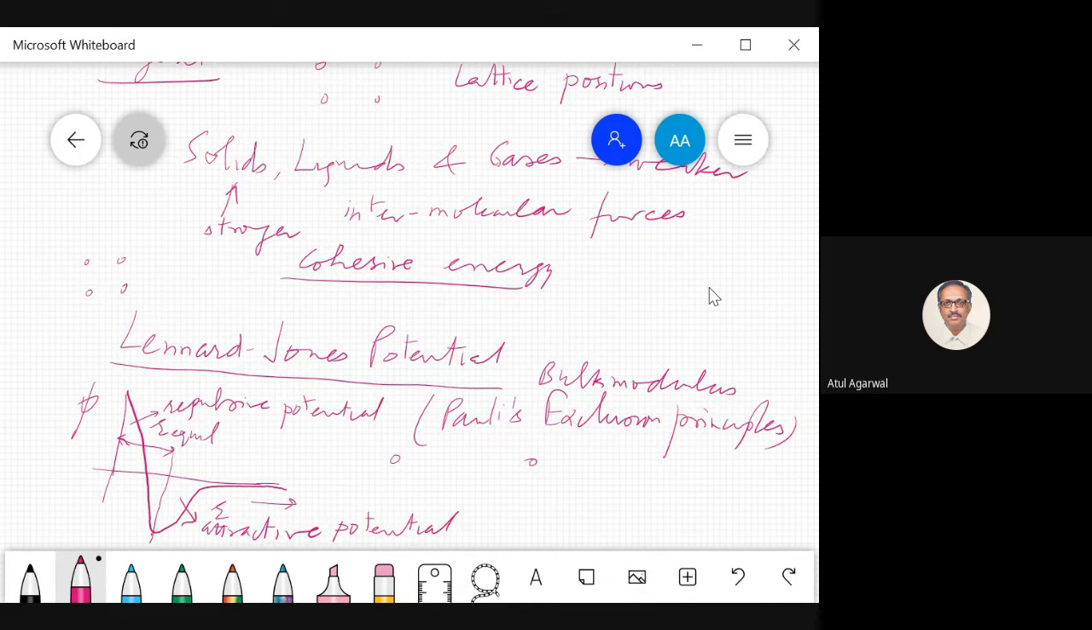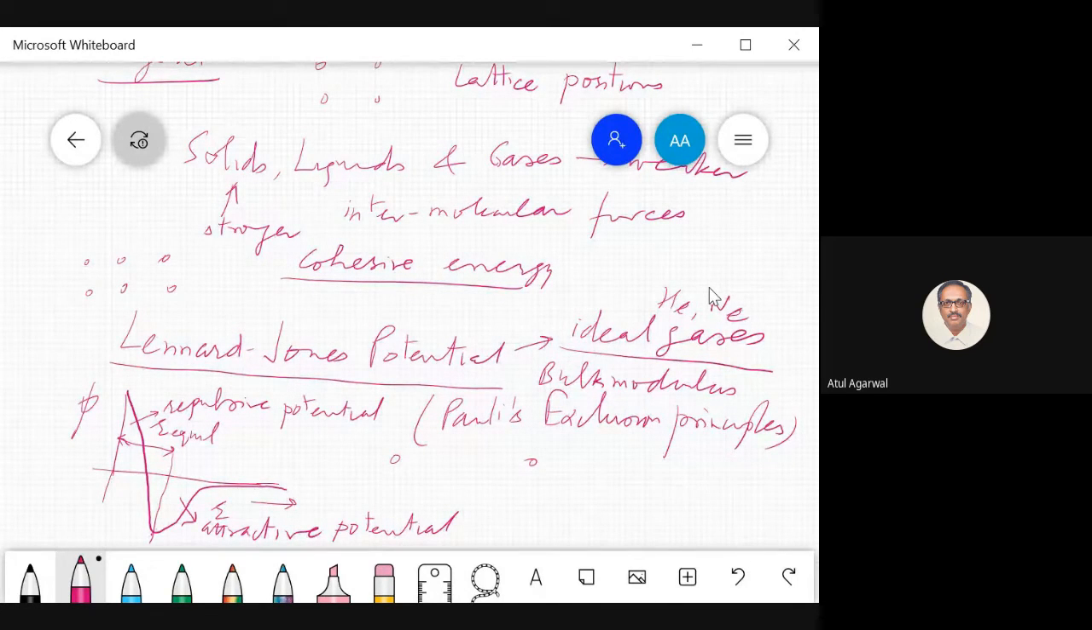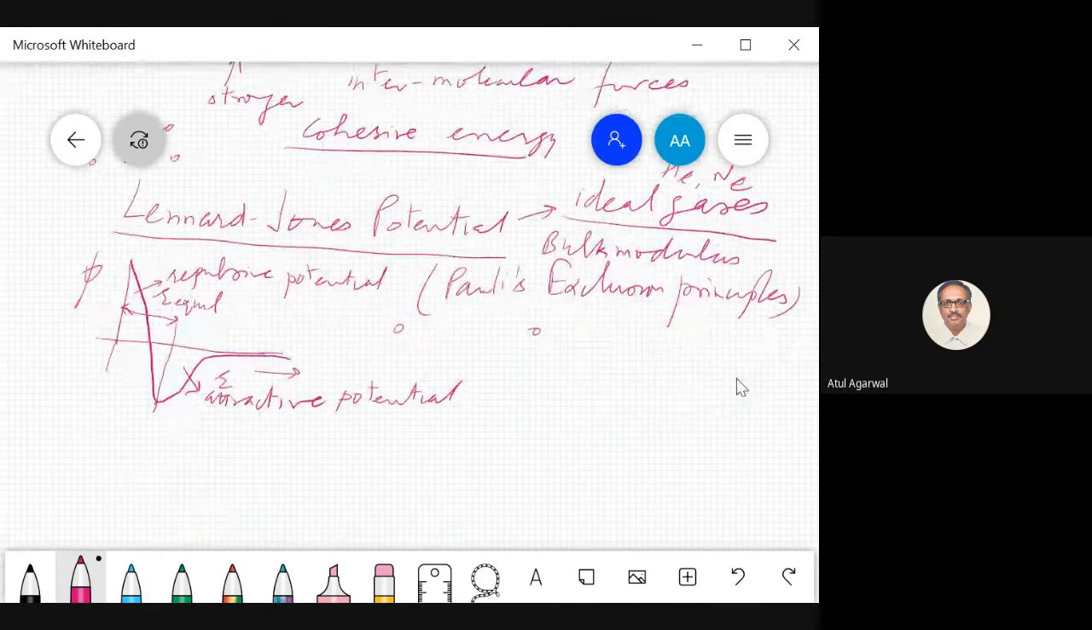So if you have atoms, they will try to arrange themselves in such a way as to minimize this potential energy. This Lennard-Jones potential was defined for ideal gases. Initially people found it for helium, neon, etc. Even they don't have zero potential energy of interaction. There is some potential energy of interaction, and only then can they be liquefied. If there was zero potential energy of interaction, they would never be liquefied.